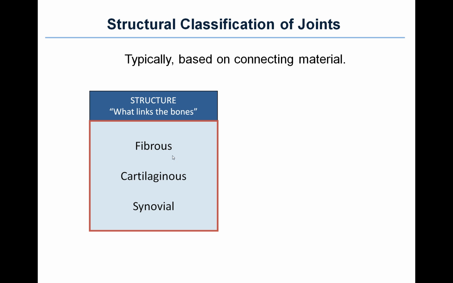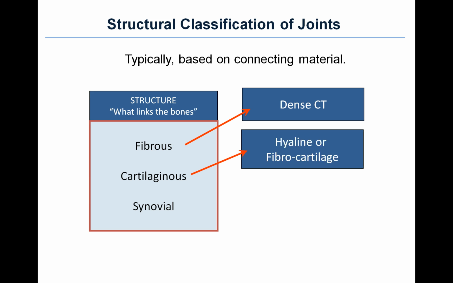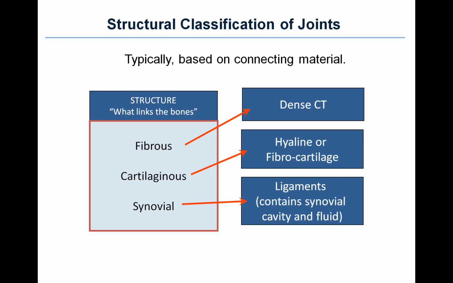In this online package, we will be just looking at some of the examples of each of these structural joint classifications. When we refer to the fibrous joints, we're specifically looking at joints that are connected by dense connective tissue. Cartilaginous tissue could be either hyaline or fibrocartilaginous subtypes within a cartilaginous joint. And as mentioned, the synovial joint is filled with a cavity of fluid and it's supported by ligaments.